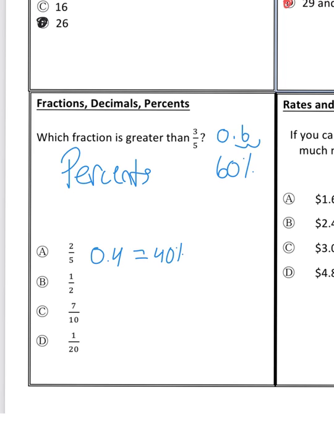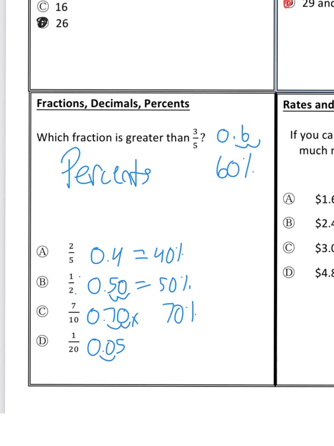1/2, if I do 1 divided by 2, is 0.5. When I move my decimal twice to the right, I get 50%. 7/10, 7 divided by 10 is 0.7. Move my decimal twice to the right, I get 70%. And 1/20 is 0.05. Move my decimal twice to the right, and I get 5%.